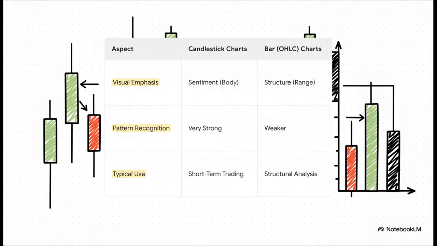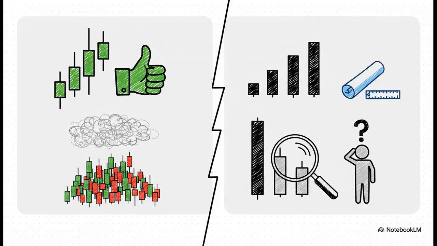It gives you a much more sober, structural view of the trend. So here's the real trade-off. Candlesticks give you that instant gratification. Green means bulls won, red means bears won. You know who won the fight immediately.